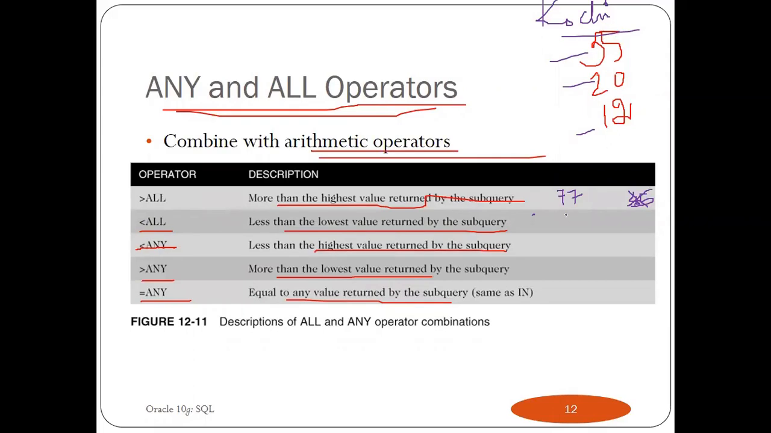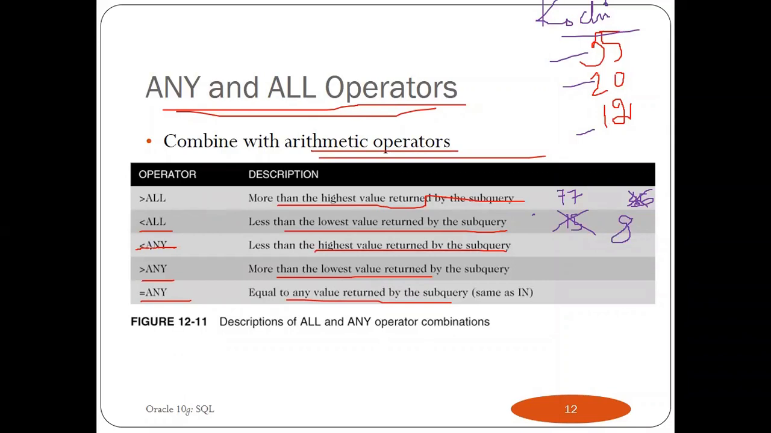Imagine you have a number called 15. It should be less than all the values. It is not less than 12, so 15 will not qualify. But imagine you have a number called 8. 8 is less than all the values, which means 8 is less than the least value 12. 8 will very much qualify.